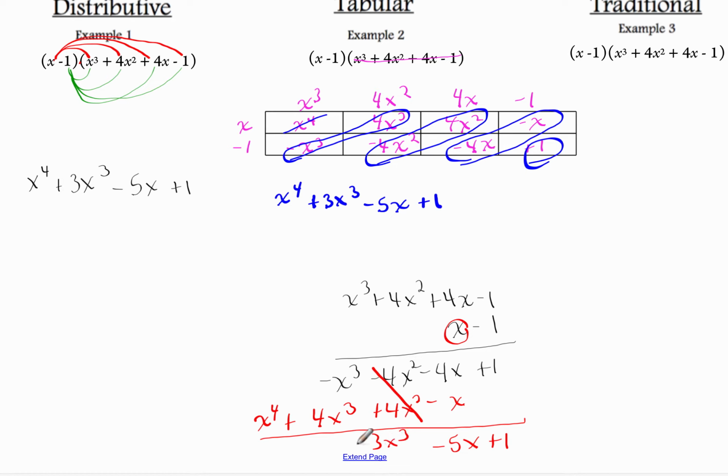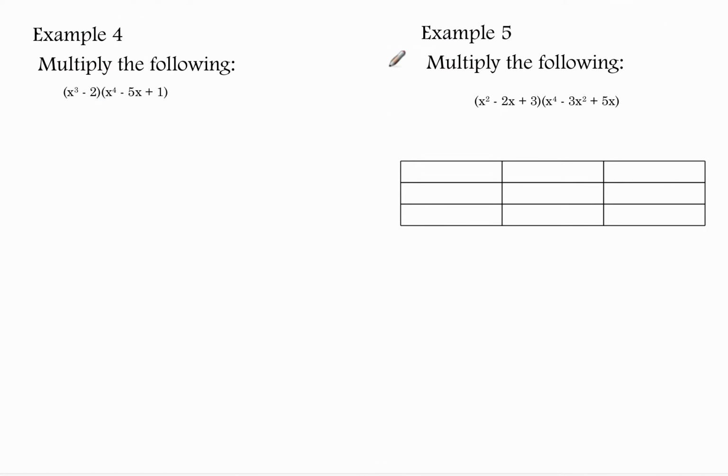3x cubed and x to the fourth. So see, I get the same answer all three ways. I don't care. Pick one and learn one. Love one. So now here I'm telling you that I do different methods depending on what the problem looks like.